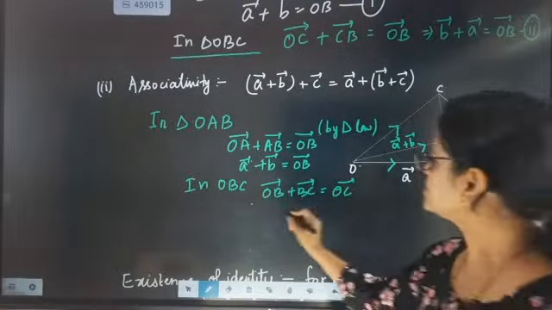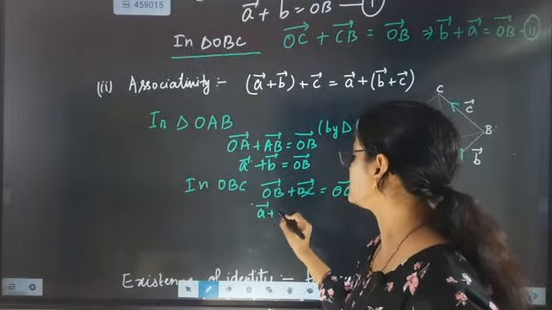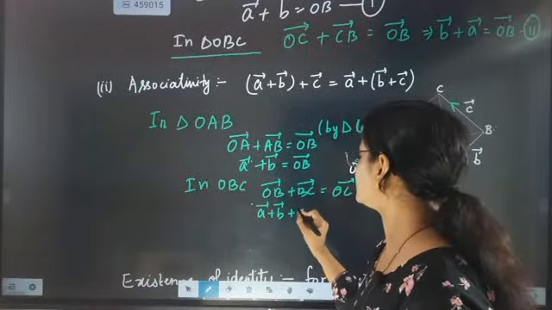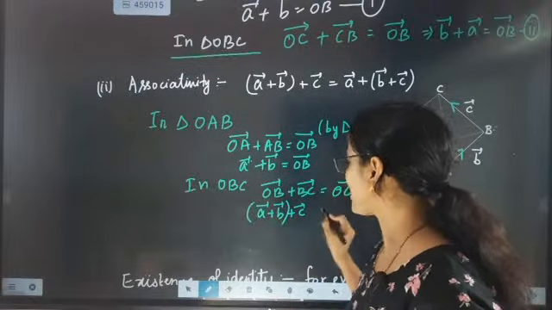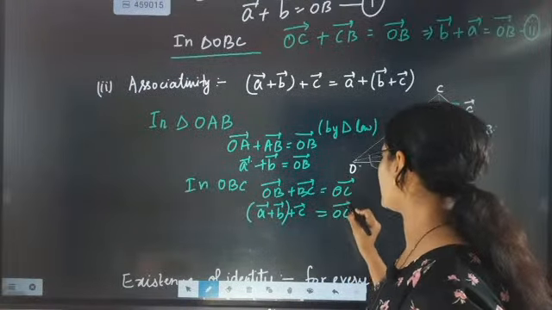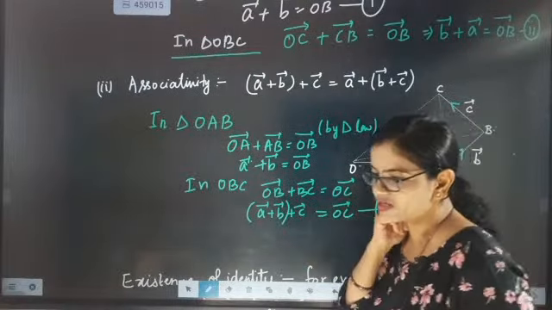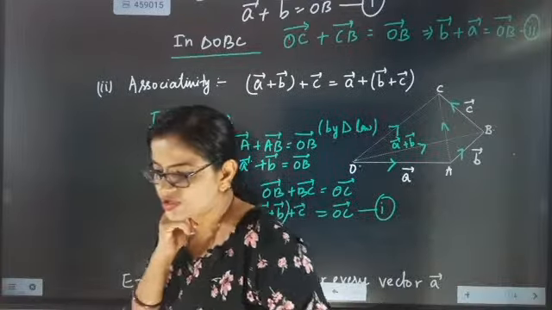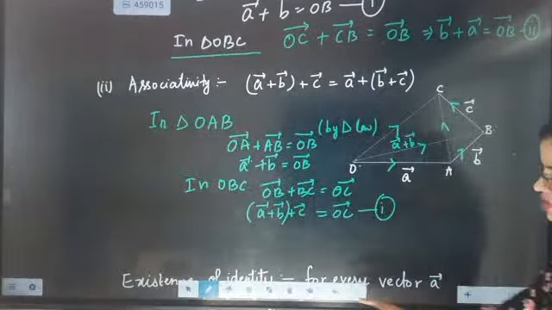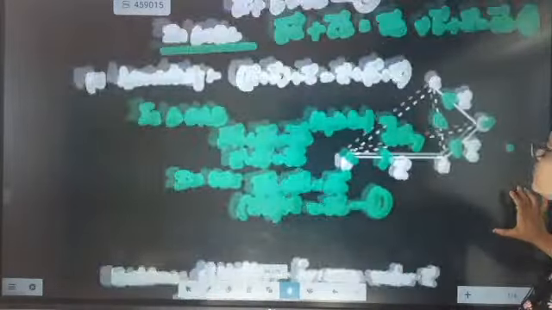Okay, so OB is what? OB is A vector plus B vector and BC is C vector. But remember this bracket, and this is coming as OC vector. Take it as equation 1. So A vector plus B vector plus C vector is exactly going to come as OC vector. So one work we have done. Now we are going to go for the next one.